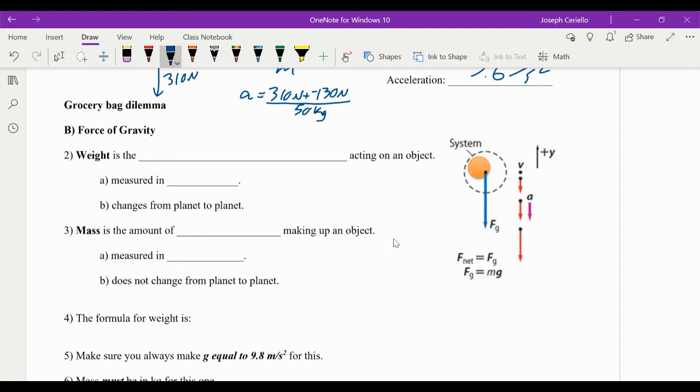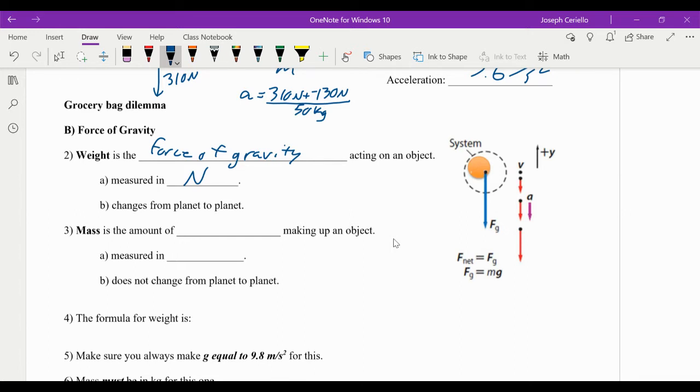All right, so force of gravity. Weight is the force of gravity acting on an object. It is measured in newtons. It's a force of gravity, and it changes from planet to planet. On Earth, for example, I have a weight of, let's say, I don't know, 1,000 newtons. But on the moon, I have a different weight.